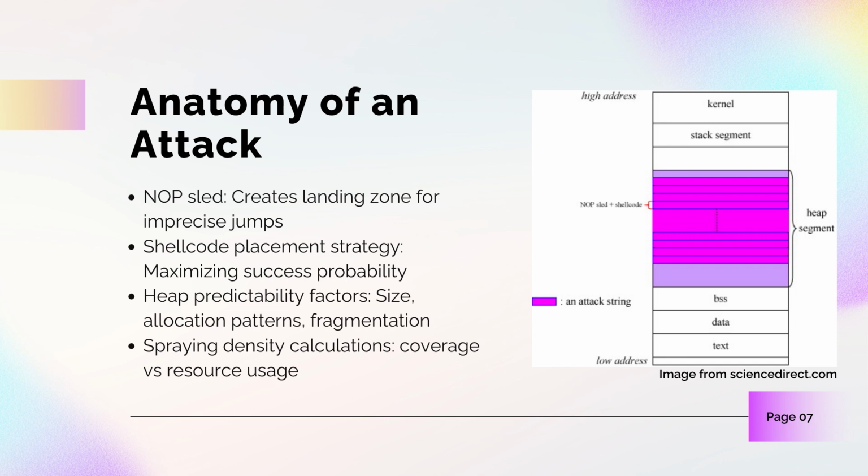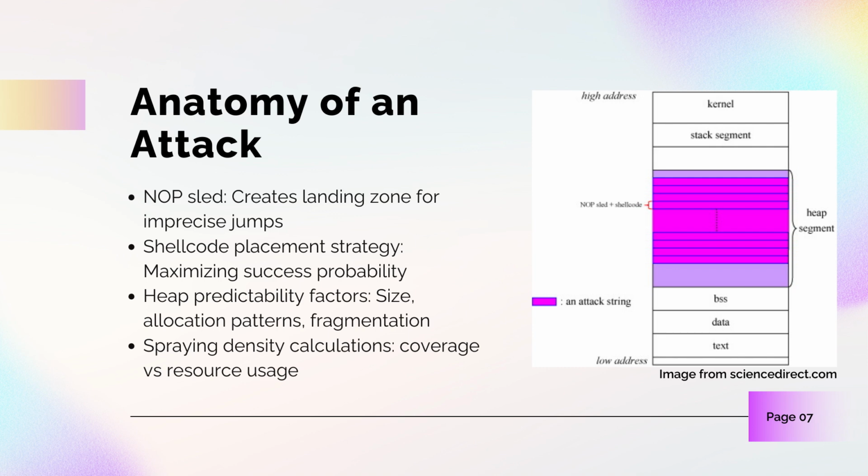Another critical consideration is the optimal density of heap spraying. Attackers must balance memory coverage with system limitations. Spraying too sparsely can reduce the chances of success, while spraying too densely risks exhausting available memory or crashing the program. The goal is to find the point where the exploit has a high probability of success without triggering defenses or degrading performance.